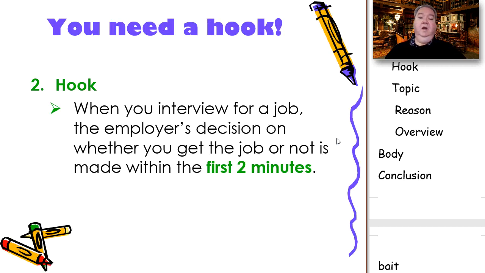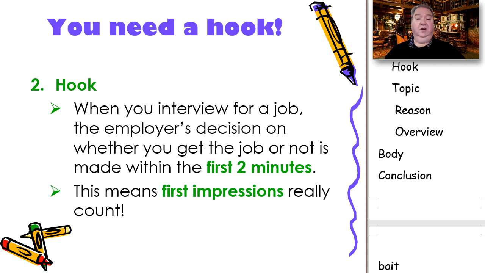When you interview for a job, the employer's decision on whether or not you're going to get the job is usually made in the first 2 minutes. It's usually a pretty quick decision. Sometimes within the first few seconds, they know if they like you or not, if they're interested in you or not. So first impressions are really important. They really count. Now, can first impressions be wrong? Absolutely. They can be wrong.